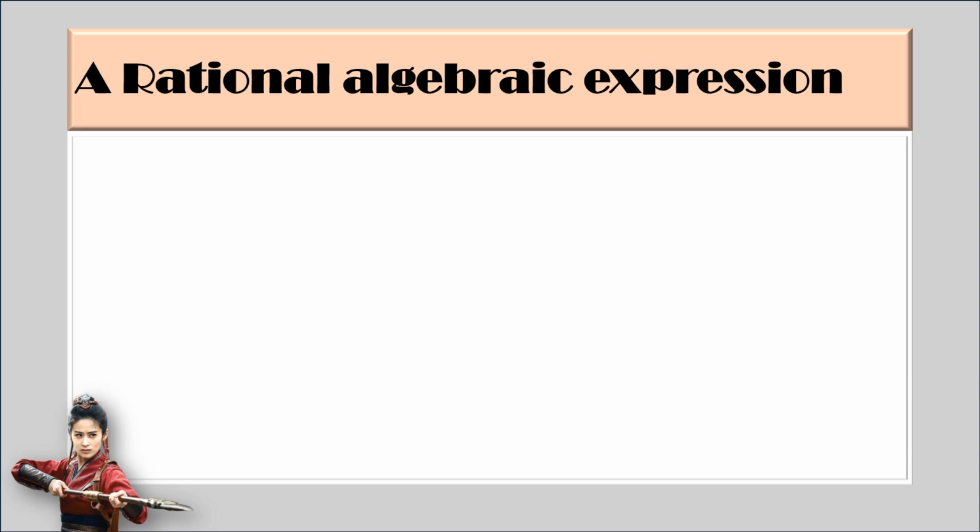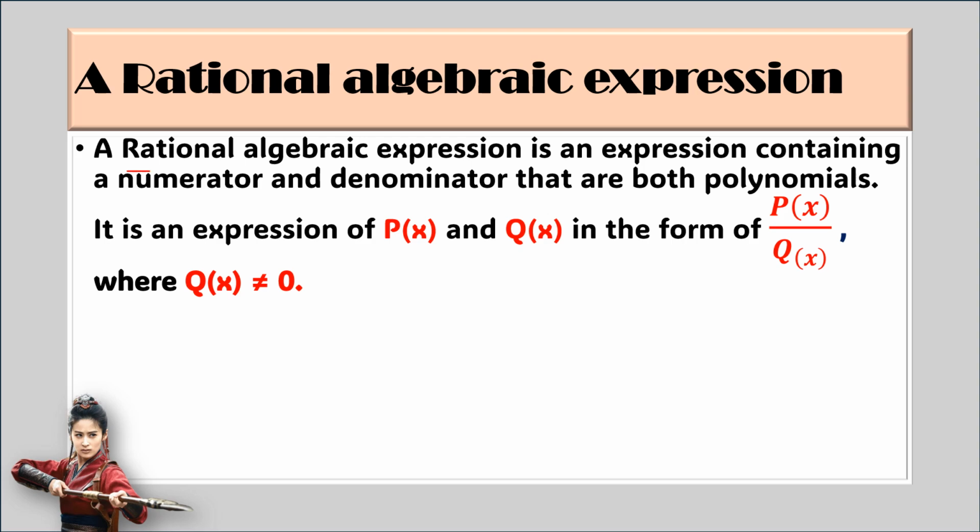Let's go directly to the definition. A rational algebraic expression is an expression containing a numerator and denominator that are both polynomials. It is an expression in the form of p of x over q of x, where q of x is not equal to 0, of course, because the denominator must not be 0, to avoid the undefined operation of division by 0.